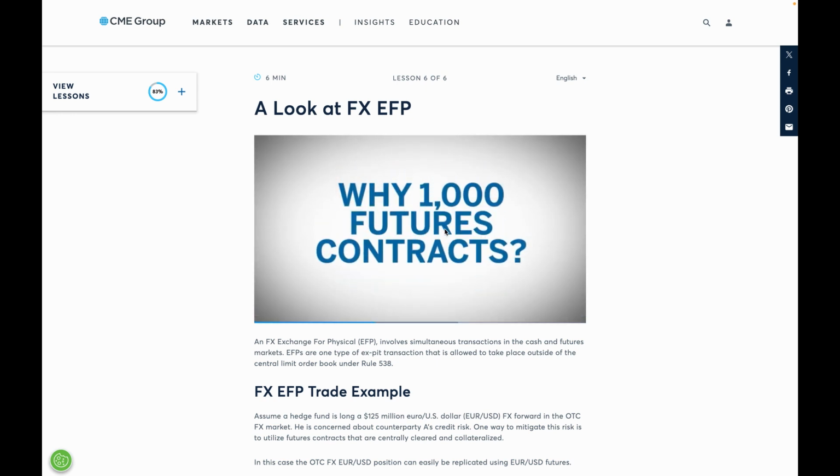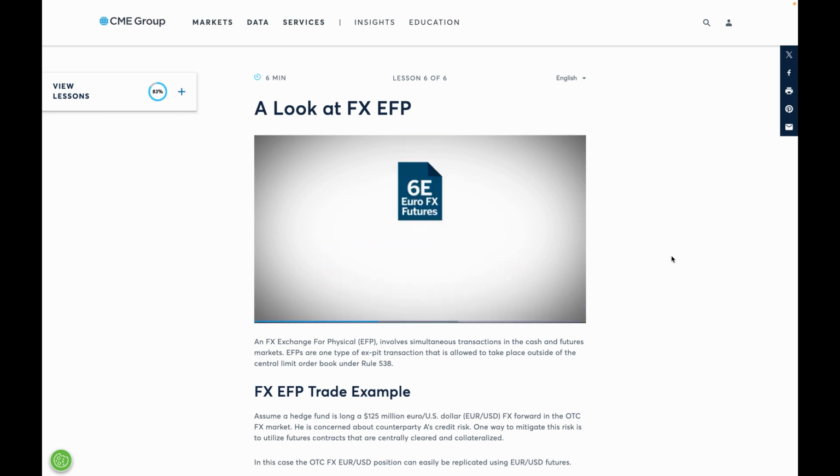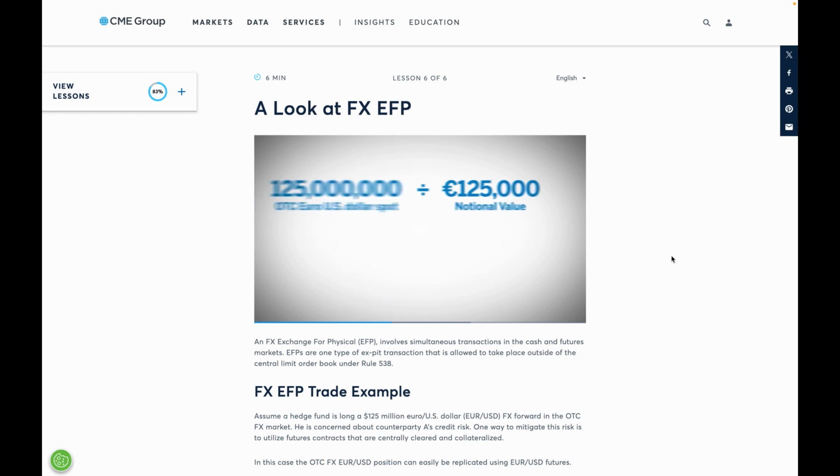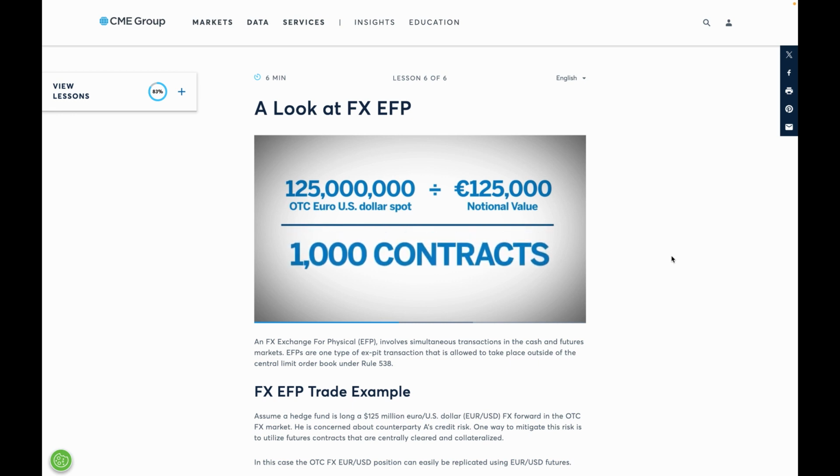Why 1,000 futures contracts? I'm not sure. 1 Euro US dollar FX futures contract has an equivalent notional value of 125,000 euros. By dividing the futures contract's notional value into the existing risk position of 125 million OTC Euro US dollars, the result is 1,000 equivalent futures contracts.